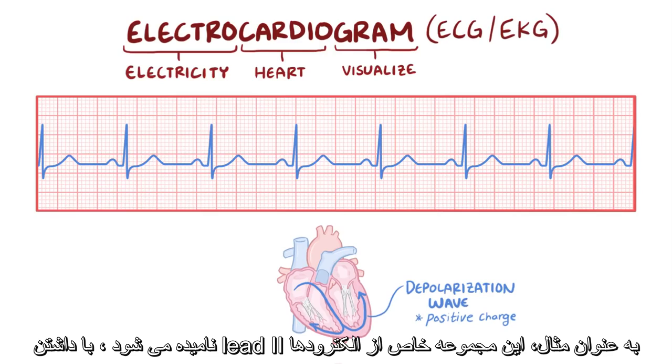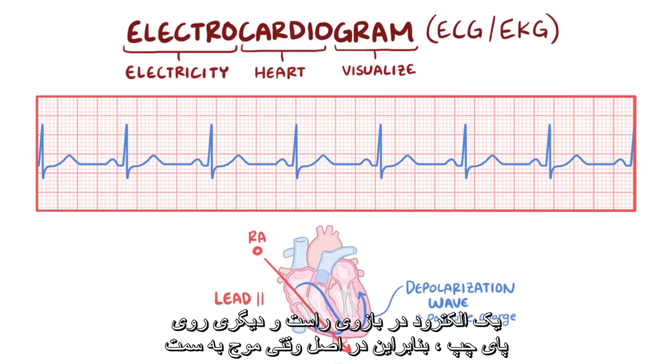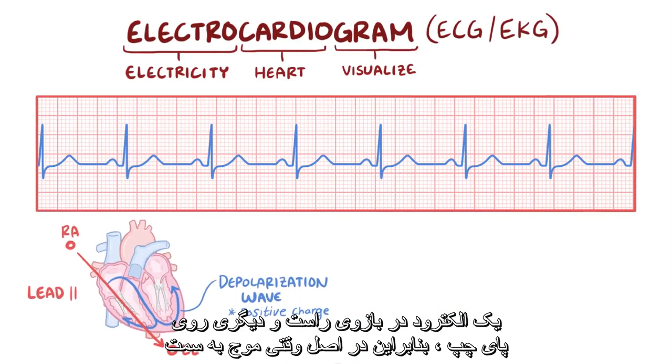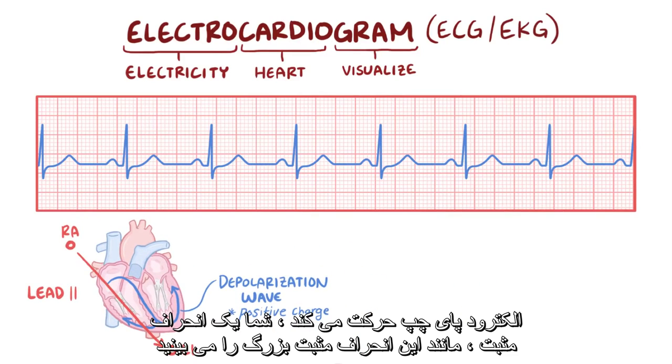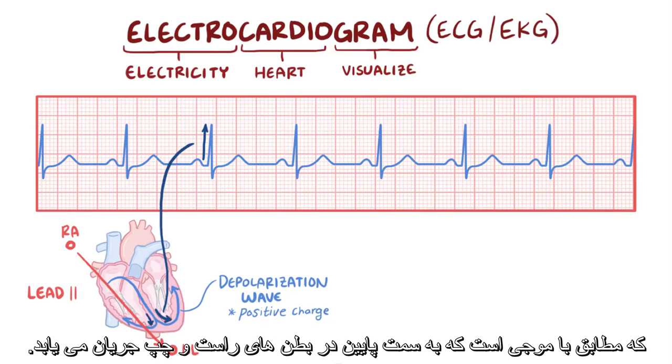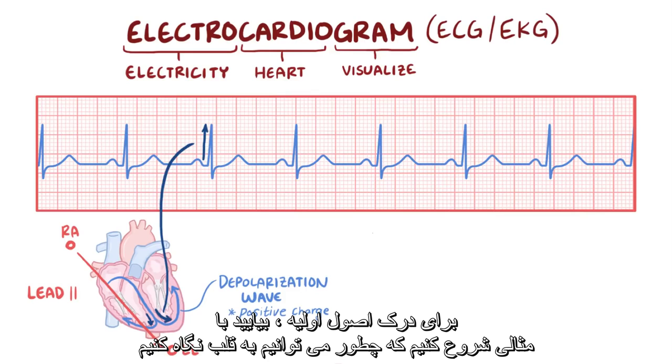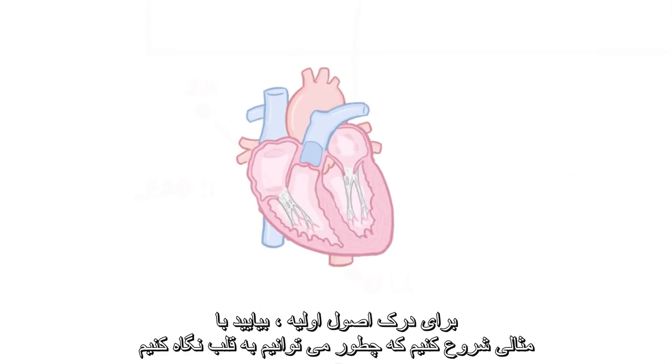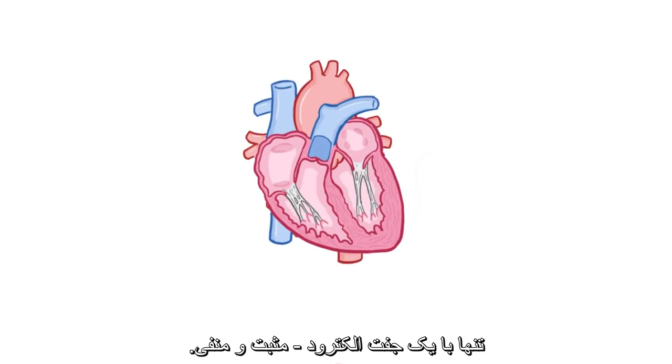This particular set of electrodes is called lead 2, for example, with one electrode on the right arm and the other on the left leg. So essentially, when the wave's moving toward the left leg electrode, you get a positive deflection, like this big positive deflection corresponding to the wave moving down into the left and right ventricles. To understand the basics, let's start with an example of how we can look at the heart with only one pair of electrodes, a positive one and a negative one.